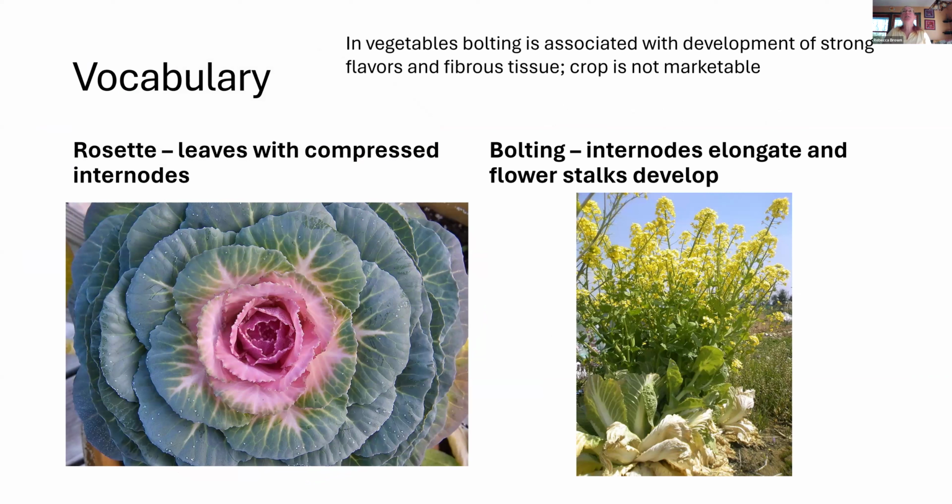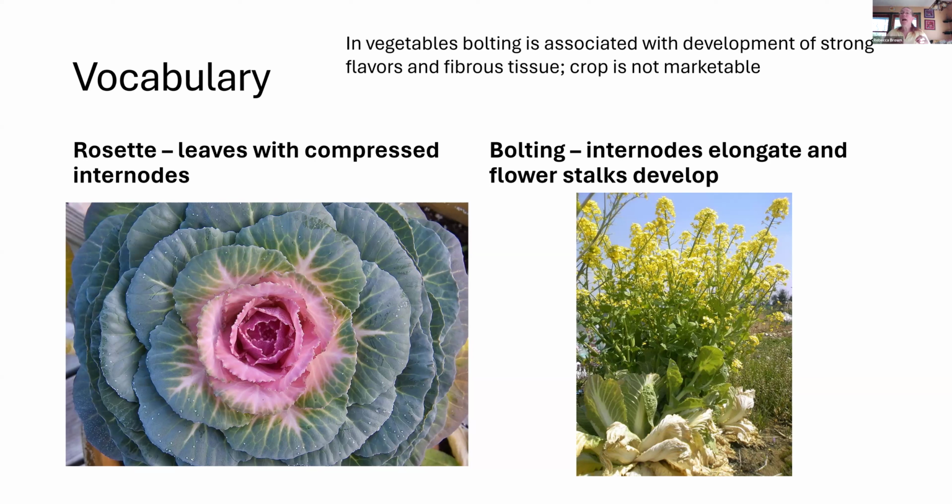And most of these vegetables are true vegetables in that we're eating the vegetative or non-reproductive portions, and they tend to grow in what we call a rosette. And a rosette is a botanical term for a plant growth structure that consists of a large number of leaves with compressed internodes. So the internode is the space on the plant stem between the leaves.